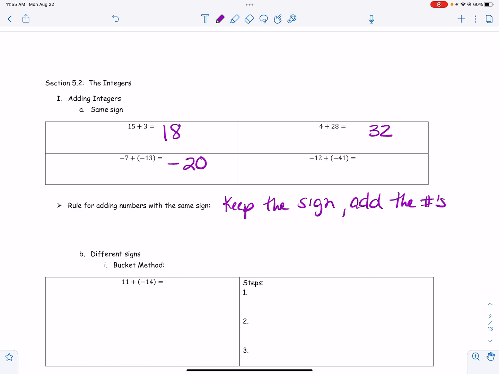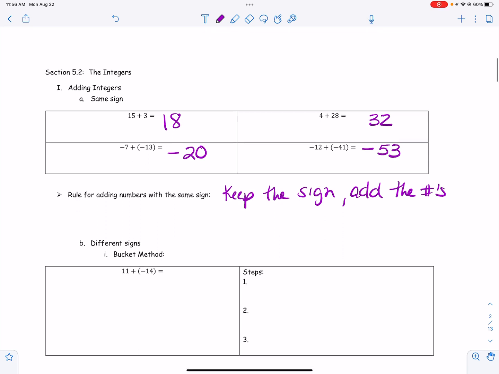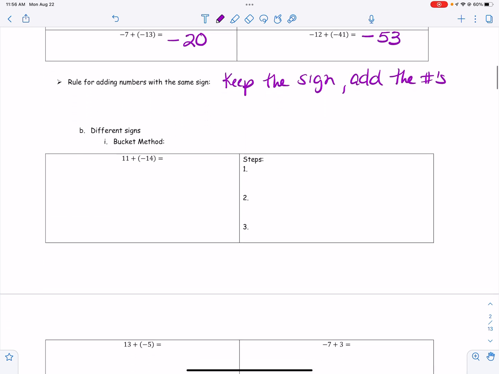When we have negative numbers, sometimes they separate the negative numbers by parentheses. We're going to take 12 and add it to 41, but we keep the sign negative, and that makes it a negative 53. Now, the hard part comes when we are adding numbers with different signs.